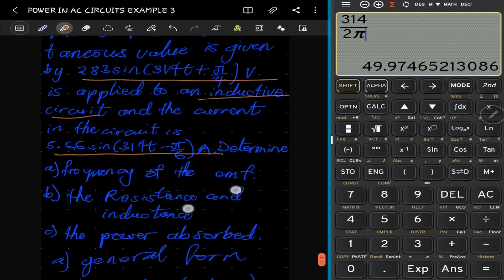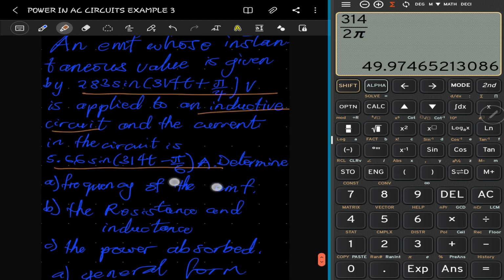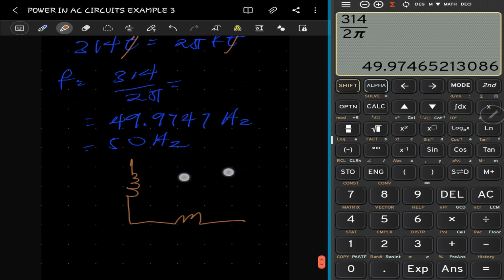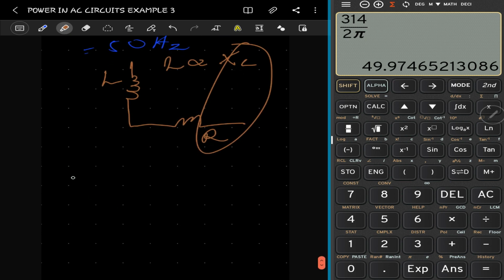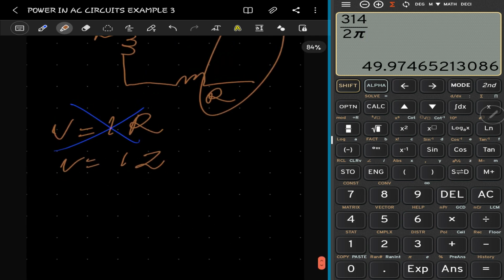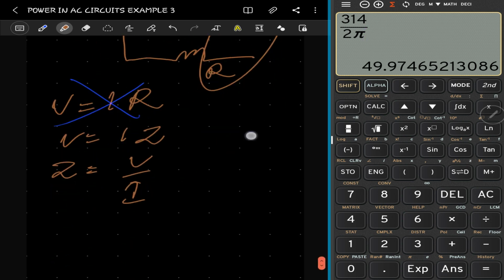Looking at that, let's see what values we were given. We're only given this and this. So we know R and L can be found within some other quantities. L can be found within XL, and we can find these two from Z. We've been given V and I, but because the circuit has a resistor and an inductor, we can't use V equals IR. What we'll be using is V equals IZ, and we need Z to find these two. So Z is equal to V on I.